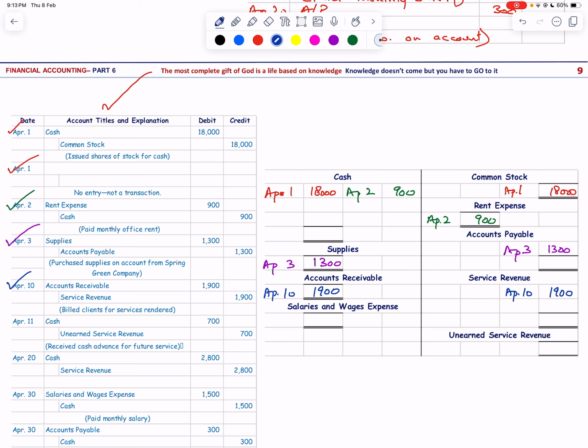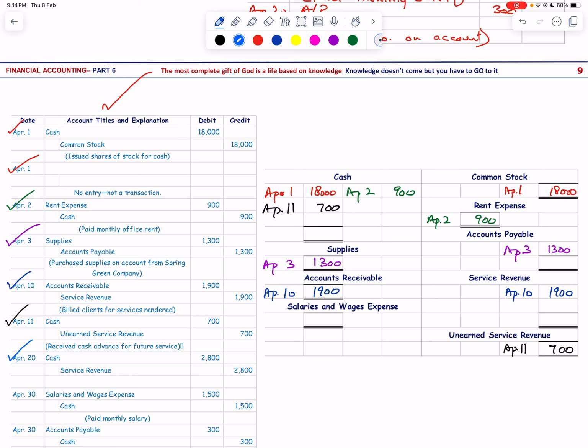Then we move on to April 11, and on April 11 cash is debit by 700, and there is unearned service revenue for 700. Then we move on to April 20.